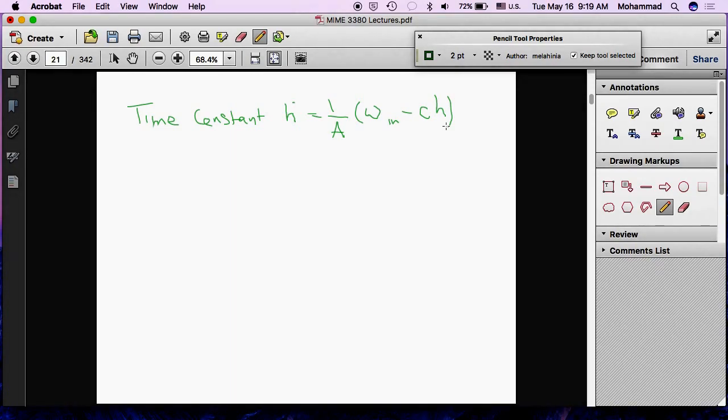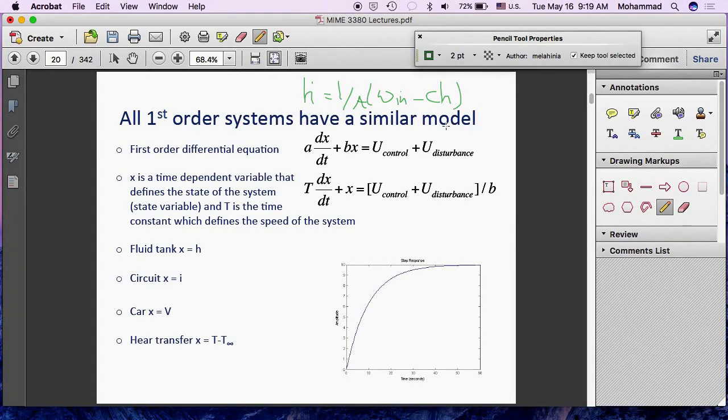Do you need to see the standard form one more time? This is the standard form. It is T x dot plus x is equal to input. For now, let's set aside the fact that there is a U disturbance. I'll explain about it in a minute. For now, just assume there's one U.